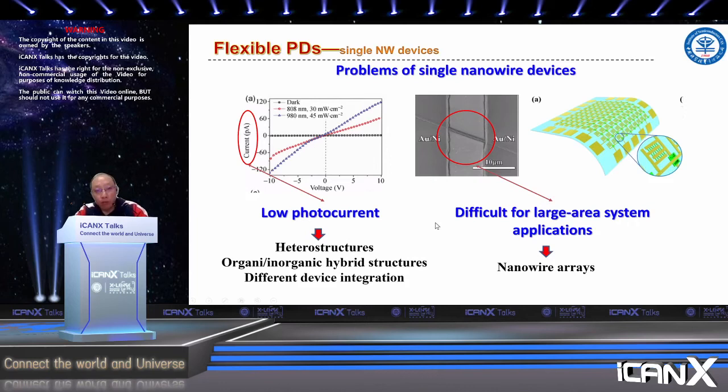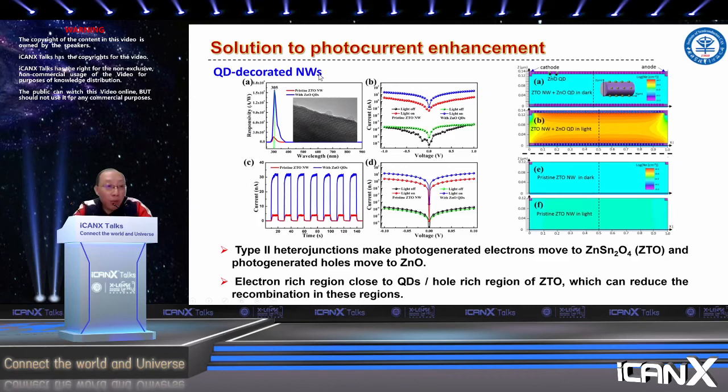The first example is that we can use quantum dot decorated nanowires. Here this TEM image shows that we can use zinc oxide nano quantum dots to decorate zinc tin oxide nanowires. With these quantum dots, we can really enhance the photocurrent of the devices. You can see from these curves, the blue curve relates to the quantum dot decorated nanowires, and the red curve relates to the nanowires. You can see that the photocurrent is enhanced about six times compared with the single nanowire devices.